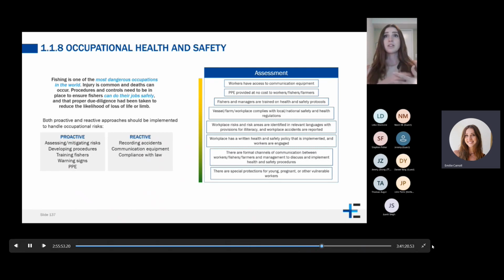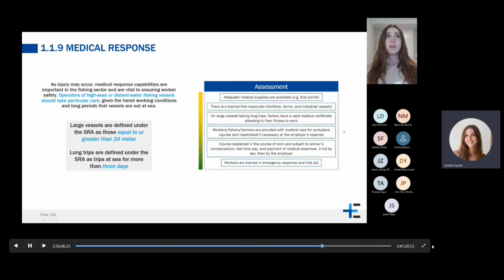So there's a number of other indicators here. A lot of them, again, are outcome-based. Other ones are more process-based, like having a health and safety policy. And then, of course, having special protections for young, pregnant, or vulnerable workers as well. And then in relation there, next we have 119, which is medical response.